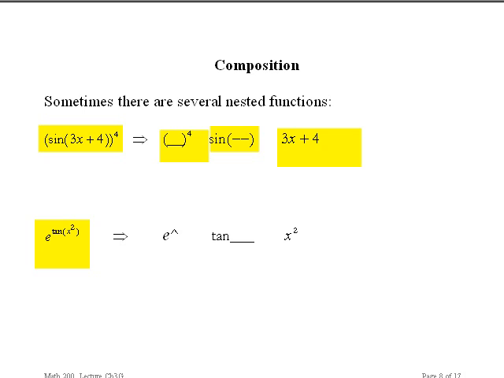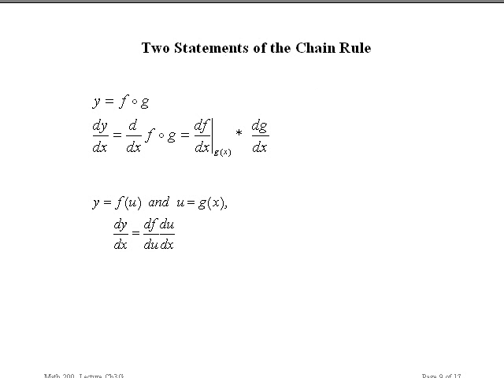Here's another example. E raised to the tangent of x squared. So the outside function is e to the x, or e raised to something. Then the first inside function is tangent of x, and the most inside function is x squared. Before I show you the proof for the chain rule, I'm just going to make the statement of the chain rule and then give 2 examples so you can see how to use it.